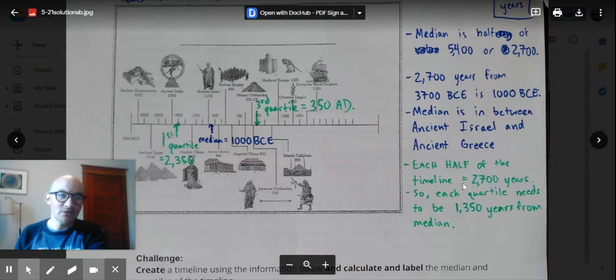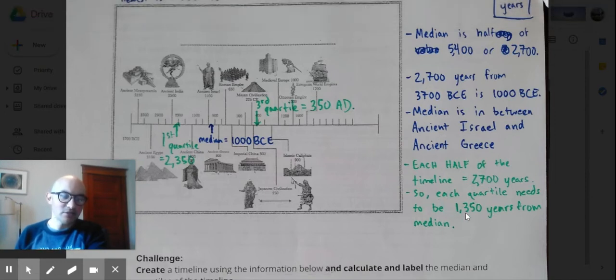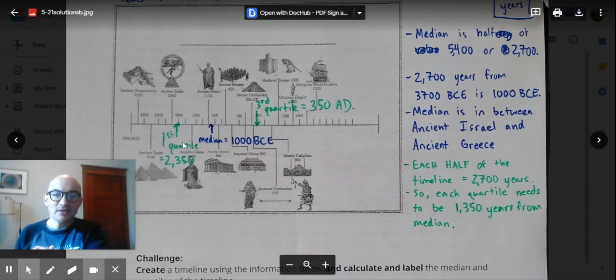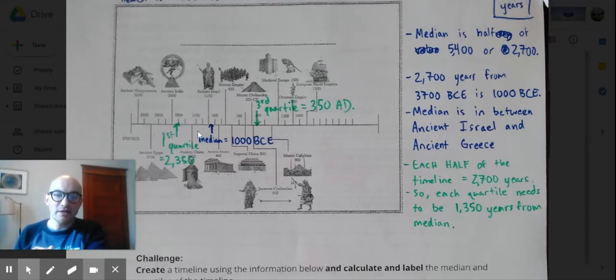So I divide that by 2 to get 1350 years. And that tells me that the first quartile is 1350 years from this point and from this point. So it just marks the middle of the left half of the data, if that makes sense.